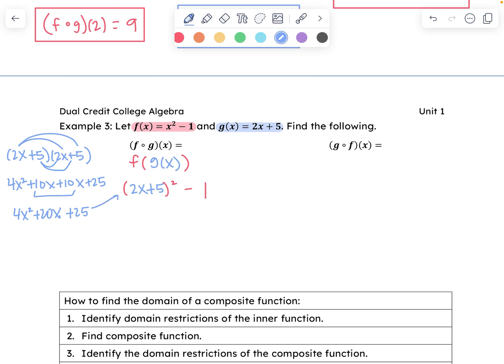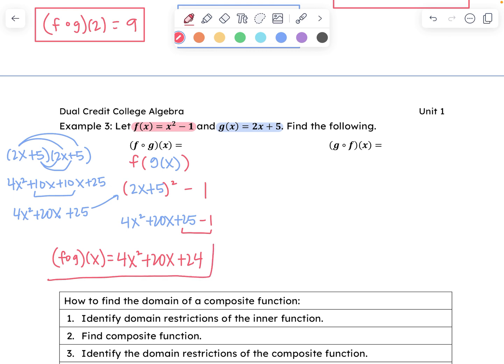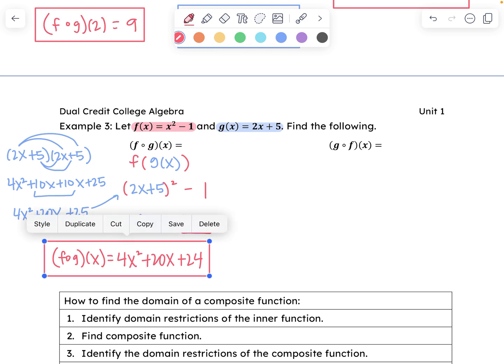So I'm going to put that in where my 2x plus 5 squared was. So I'm going to get 4x squared plus 20x plus 25. And then I still have a minus 1 behind it. So I can combine those like terms, and I get 4x squared plus 20x plus 24. So f of g of x is equal to 4x squared plus 20x plus 24.